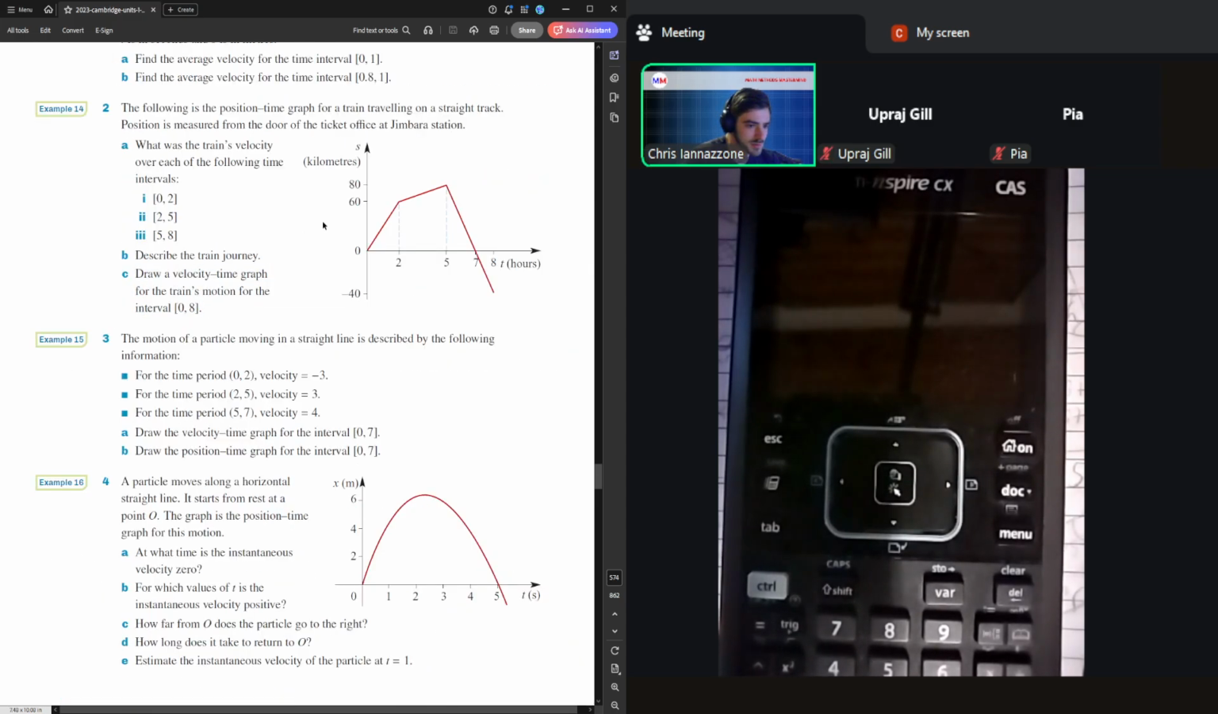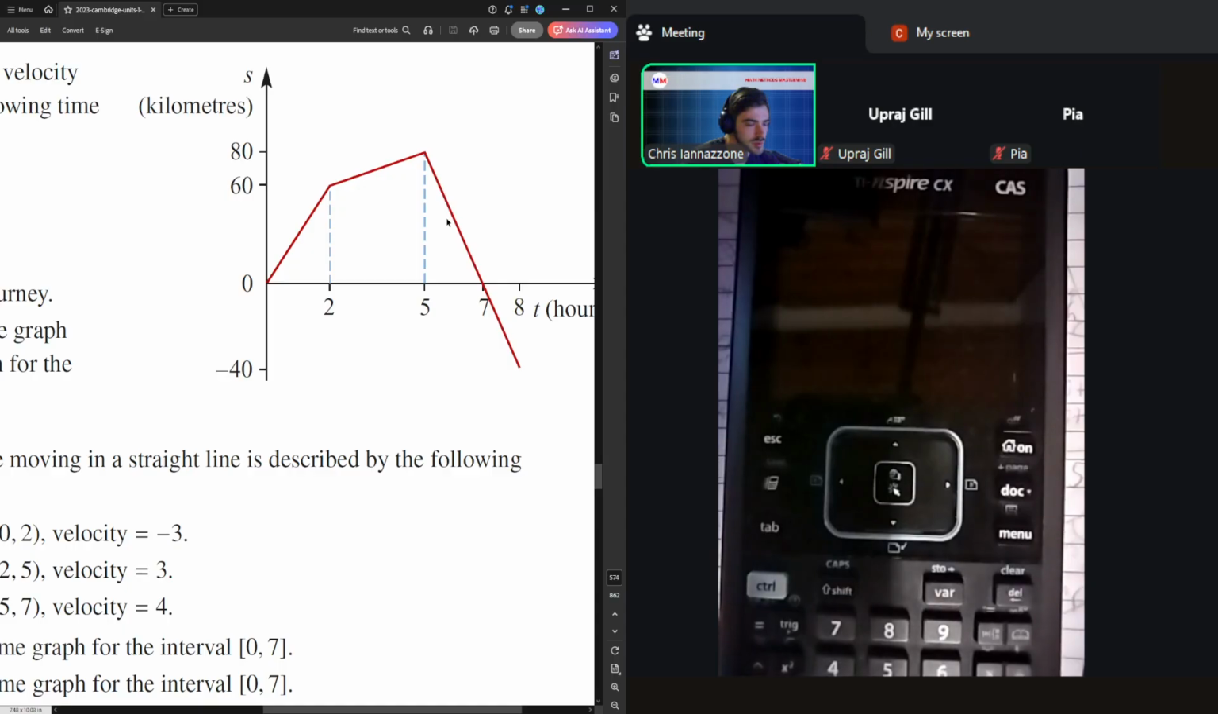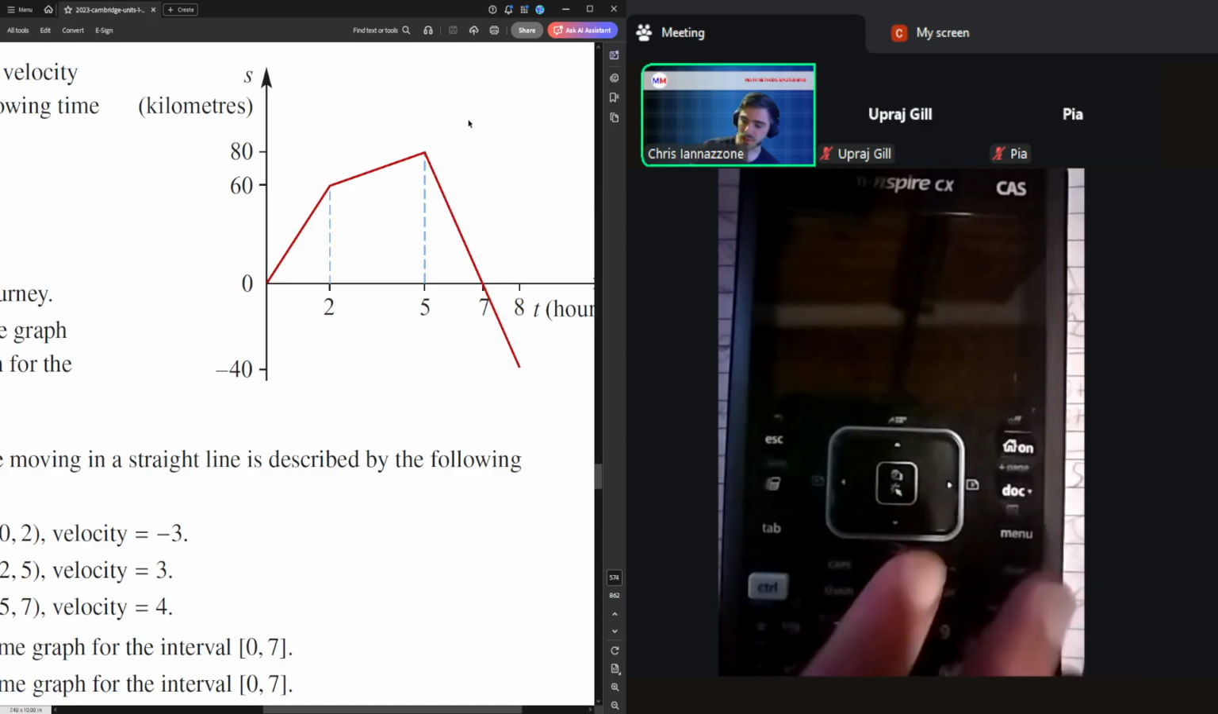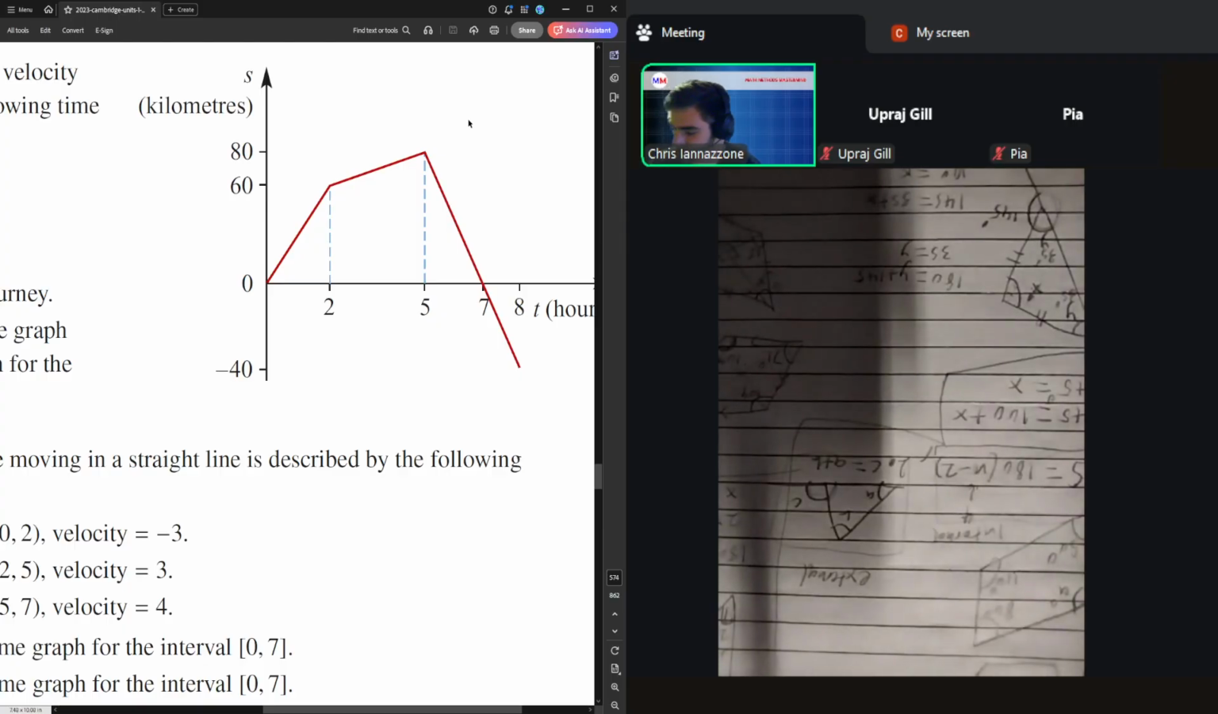Drawing the actual velocity time graphs, sure, it's probably worth doing one of those. Okay. Assuming we know the numbers of all of these, what would we start doing for a velocity time graph?